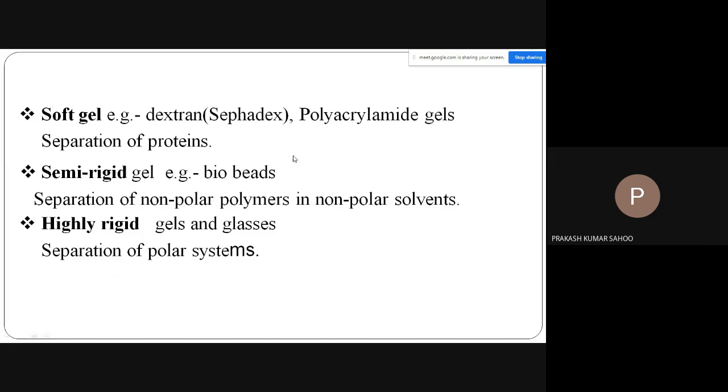Depending upon the rigidity and softness, we have three types: soft gel, semi-rigid, and highly rigid. For soft gel, we have dextran and polyacrylamide gel. For semi-rigid, we have Bio-Beads, for separation of non-polar polymers in non-polar solvents. And highly rigid are gels and glasses for separation of polar systems. So for polar systems, highly rigid; for non-polar solvents, semi-rigid; and for separation of protein, we have soft gels.